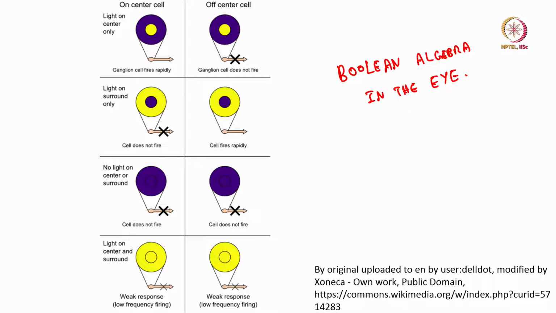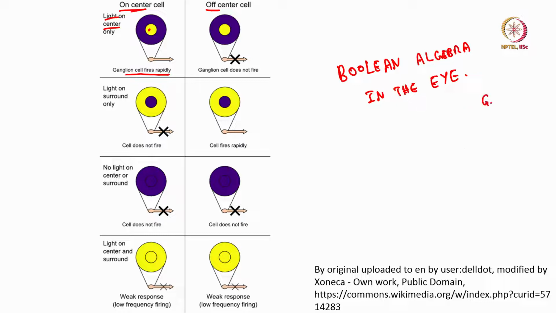So, let us see what happens with an on center and off center, light on in the center only. Light is on in the center, the ganglion cell fires rapidly; the ganglion cell is the output cell. So, this is an on center cell. There is an off center cell which fires when the center is off. On center cell is with reference to ganglion cells.